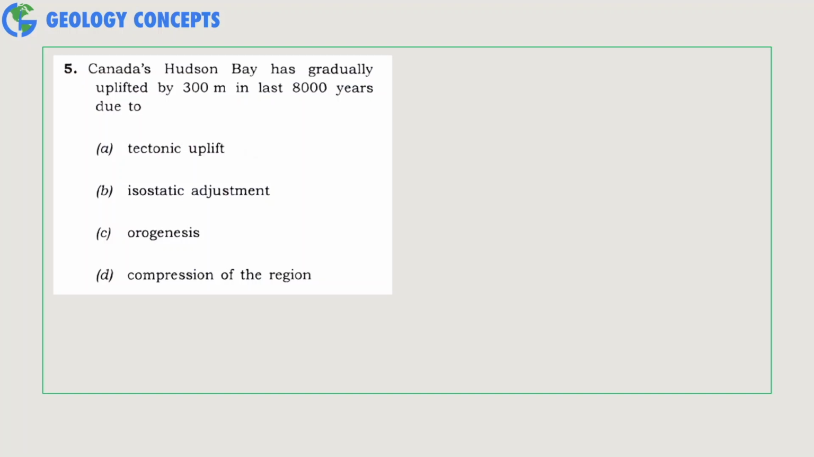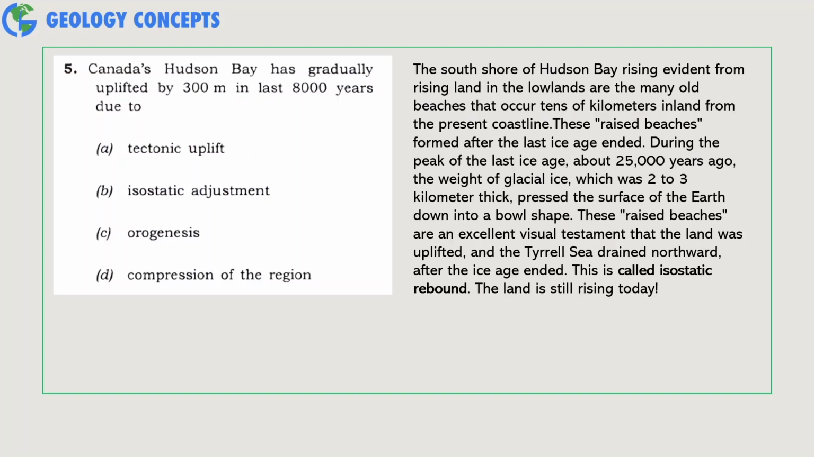During the peak of the last ice age, about 25,000 years ago, the weight of the glacial ice, which was around 2 to 3 kilometers thick, pressed the Earth's surface down into a bowl-shaped feature. After the end of this ice age, the land was uplifted, which can be seen in the form of raised beaches and the northward drainage of the Tyrrell Sea in the Hudson Bay region. This is due to the isostatic rebound. By the way, the land is still rising today. Hence, option B is the correct answer.